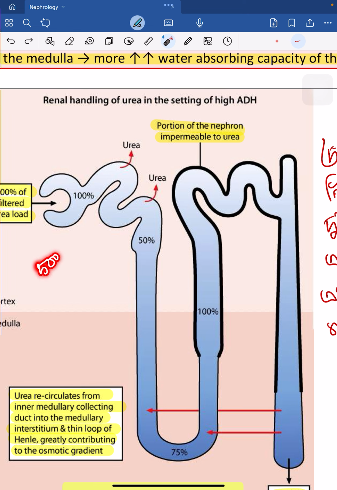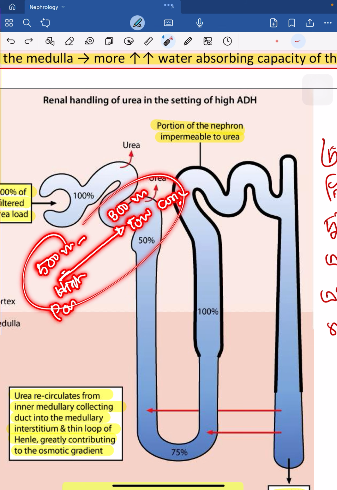Look, this is 500 milliosmol and there is 300 milliosmol. So from 500 to 300, the urea will shift from high concentration to low concentration, and this will occur through passive diffusion. So when water goes out to the interstitium, then urea concentration within the collecting duct rises.